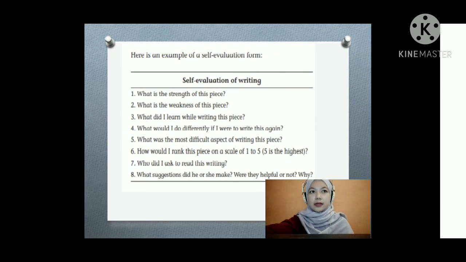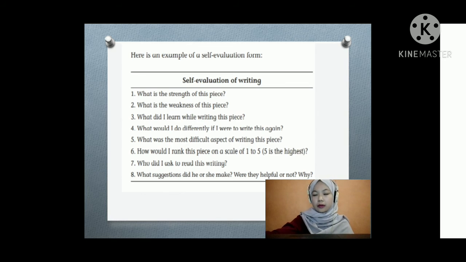Here is an example of a self-evaluation form. You can see some of the questions in the portfolio, like the first question: what is the strength of this piece, then what is the weakness of this piece, and then what did I learn while writing this piece, and so on. You can read them yourself.